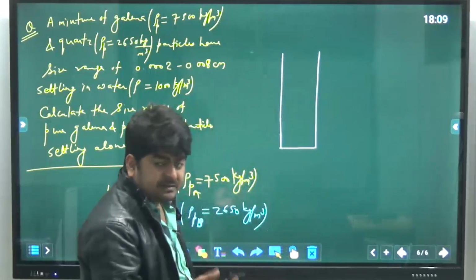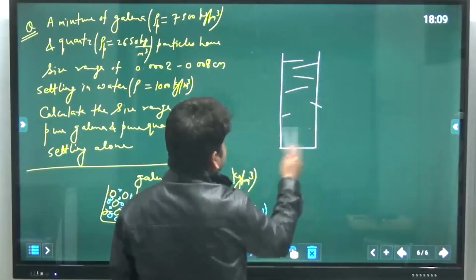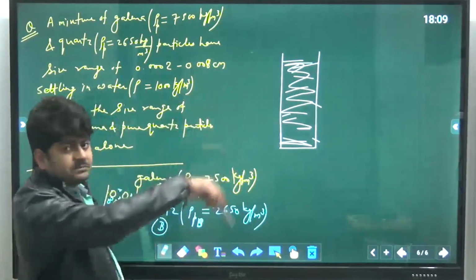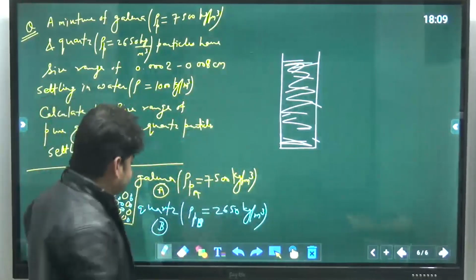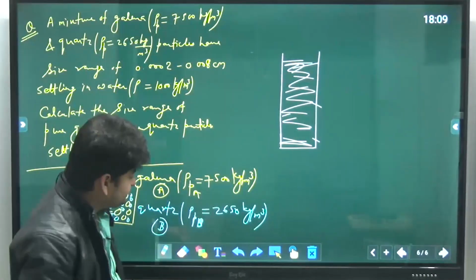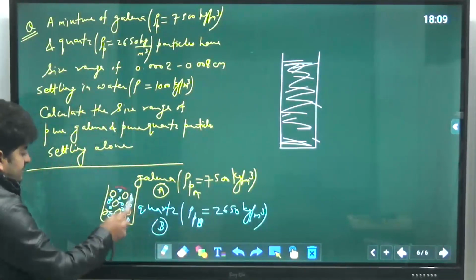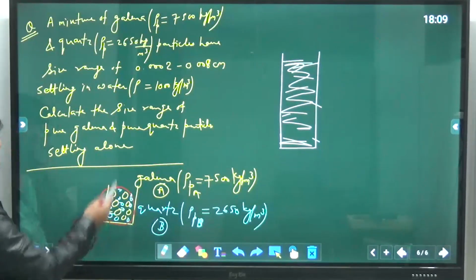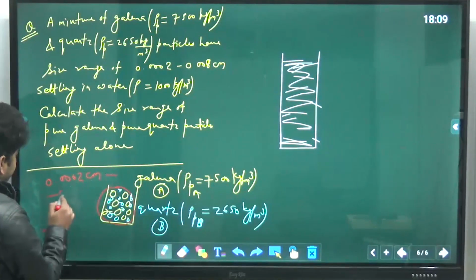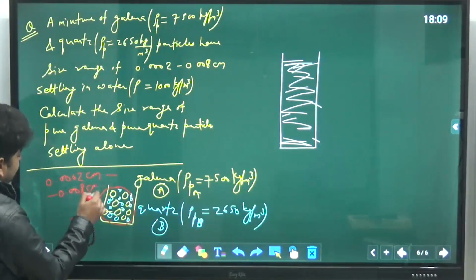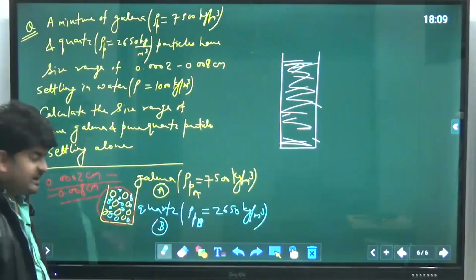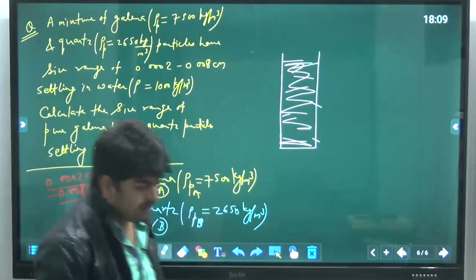There is a tank, and in that tank it is filled with water. Okay. I am putting this mixture there. All particles will start to settle down. Now, logic. In this mixture, the size range of the particle is 0.0002 centimeter to 0.008 centimeter. The smallest particle is 0.0002 centimeter, largest particle is 0.008 centimeter. Okay.